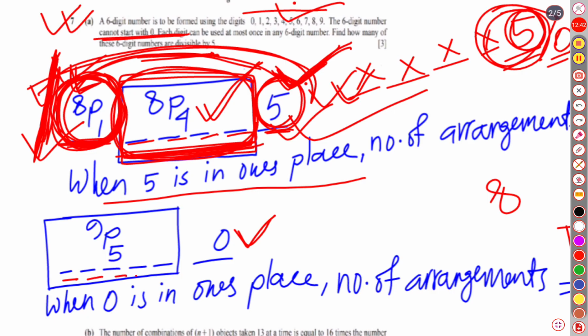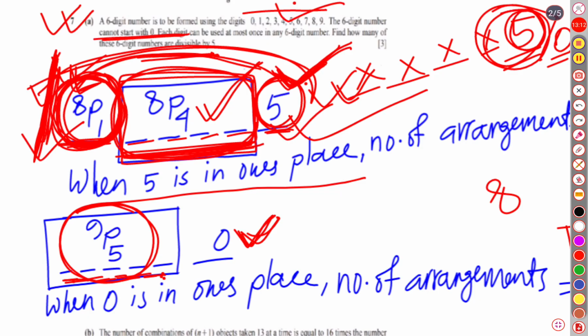1, 2, 3, 4, 5, total 6. So 0 has been fixed or placed. There remain 9 more digits. Out of these 9, anyone can be arranged. They can interchange their position. So out of 9, now we are choosing 5. There is no more restriction. 0 has been fixed, 9 are remaining. Out of 9, we will arrange 5. All these 5 places can be filled up by any one of these 9 digits.